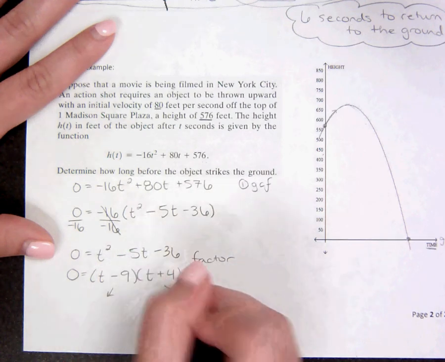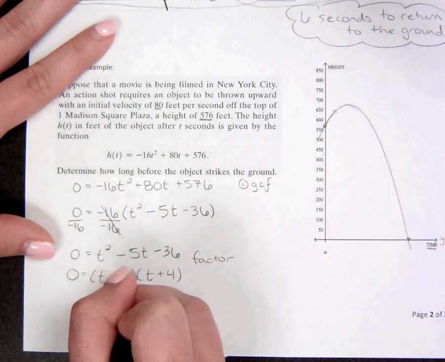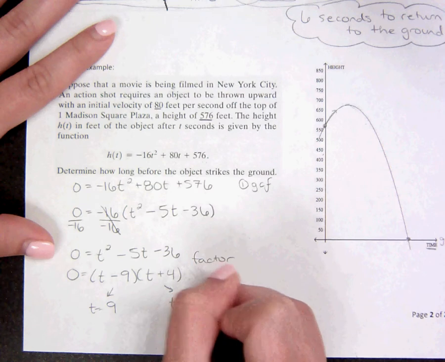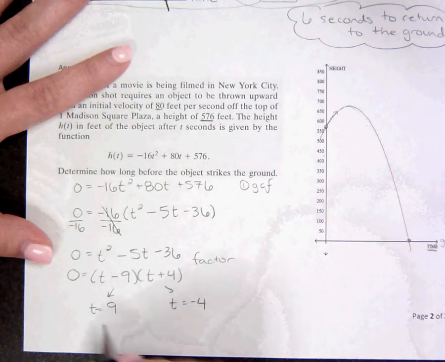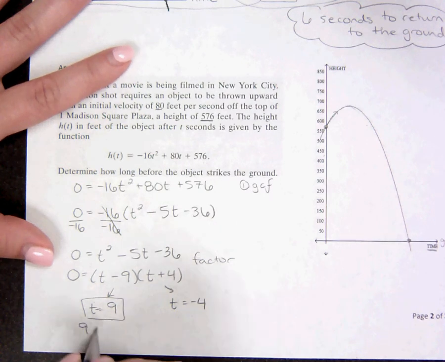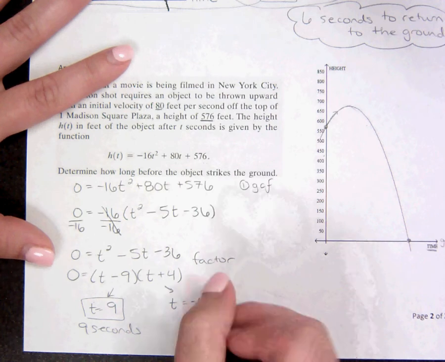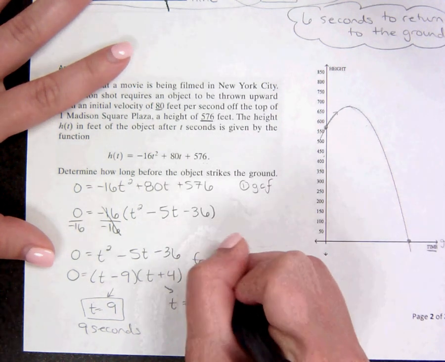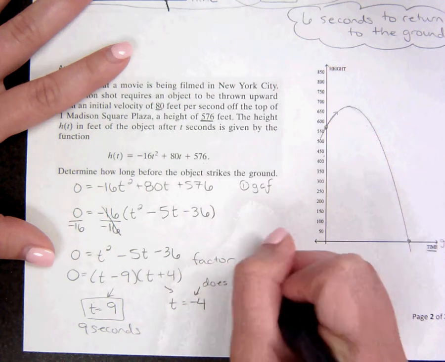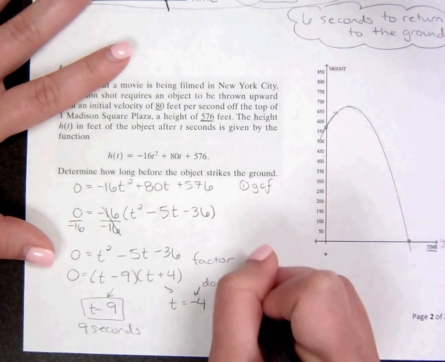So we get 2 answers. t equals 9 and t equals negative 4. Now we're talking about actual real time. So 9 would be 9 seconds. Negative 4 does not make sense in this situation. So it does not fit the situation.